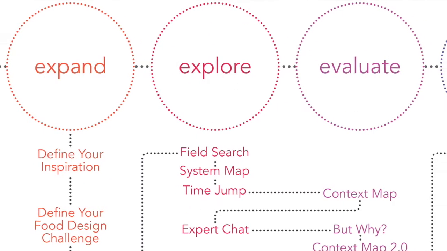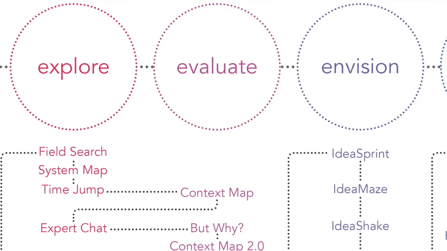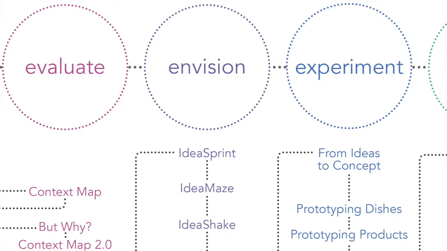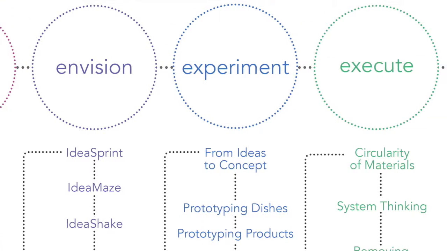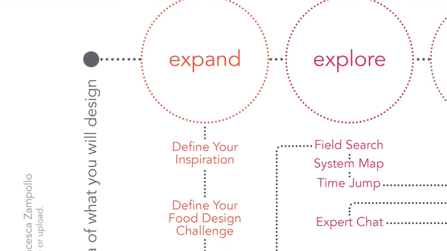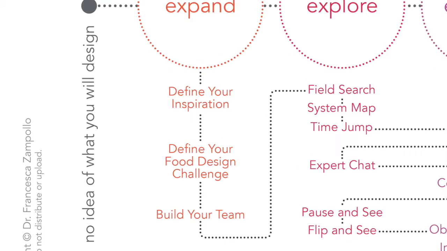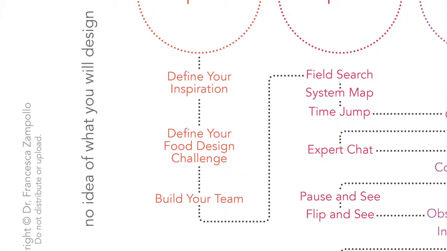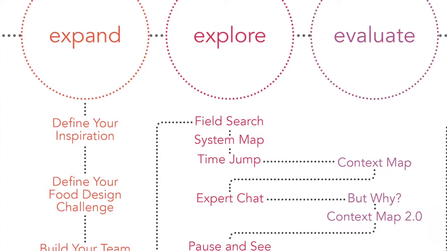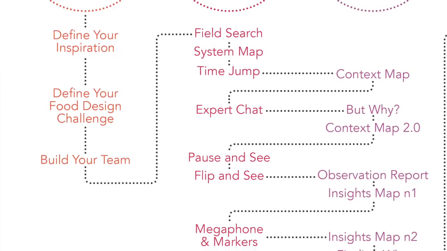These are the 6 different phases, each one with a specific goal and each one having its own set of methods. The expand phase is the very beginning of the process, where you start by expanding your horizon. This is where you choose the basis of your project, where you define your food design challenge and determine the context of your project.